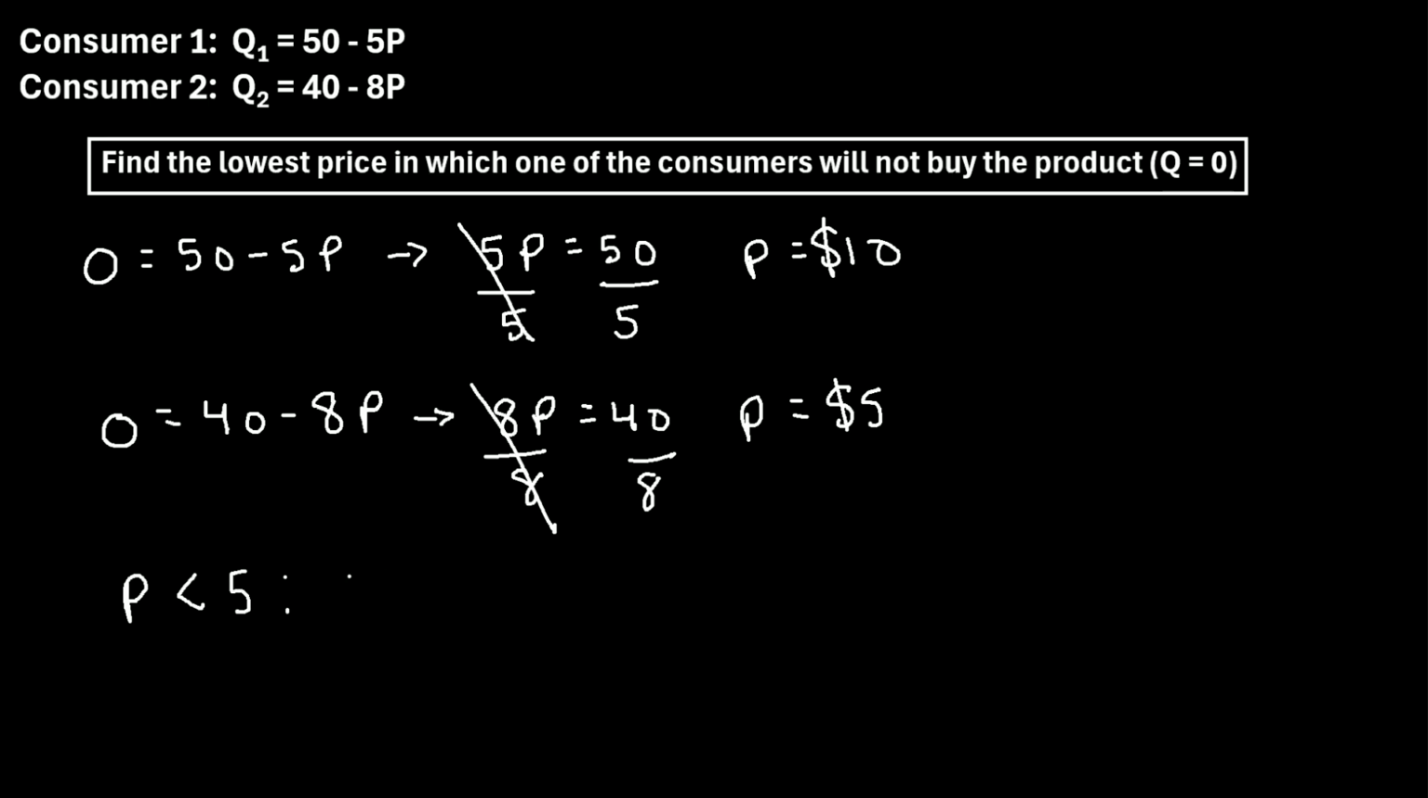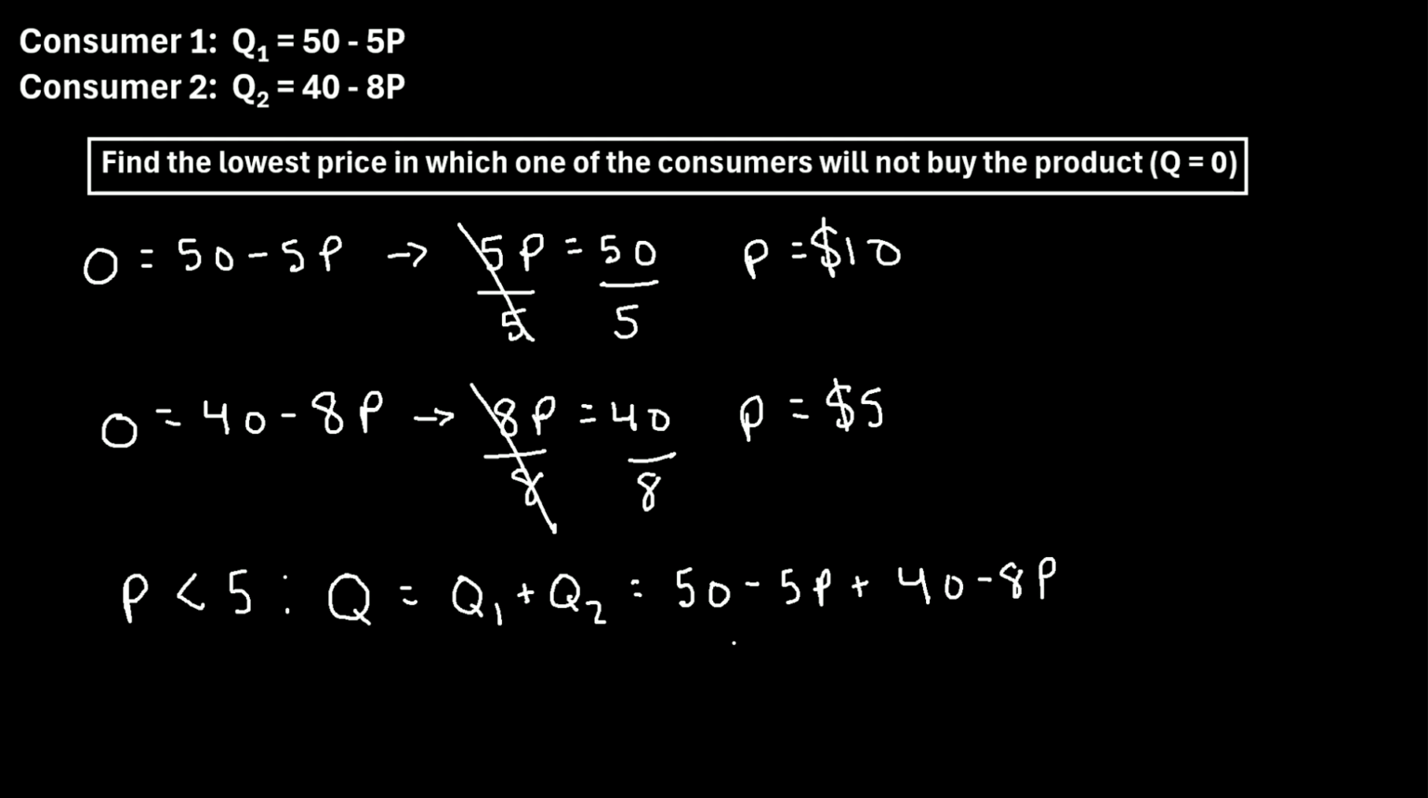So to find the market demand, let's say Q, the quantity demanded of the whole market, which in this case is just these two consumers, it's just going to be the sum of their two consumer demand functions. So that's equal to Q1 plus Q2. So we can write that out. Q1 is 50 minus 5p, plus Q2 is 40 minus 8p.